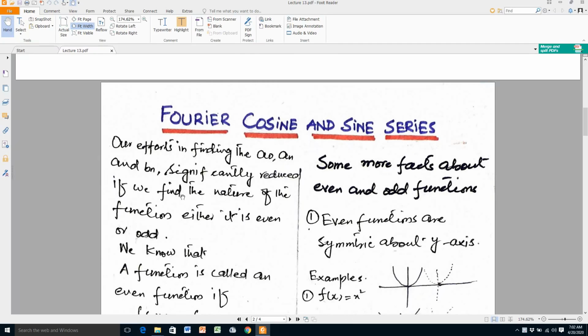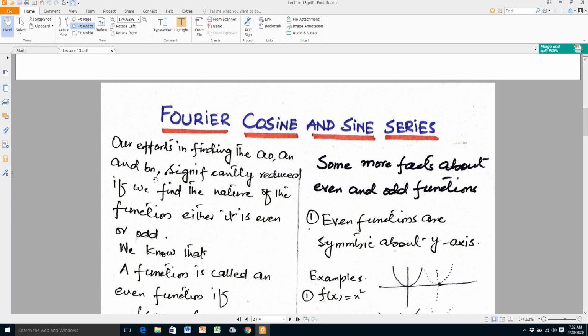significantly reduce if we find the nature of the function, either it is even or odd. How can we reduce the effort of solving a0, an and bn, because it becomes very lengthy here. We have to find all these coefficients. If we find the nature of the function, either even or odd, then you only find a0 and an, or only bn.